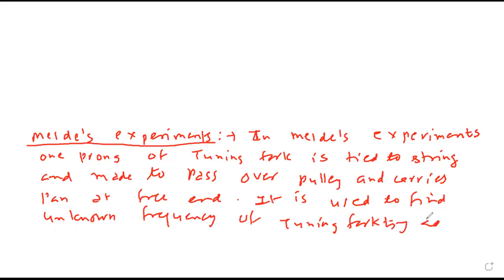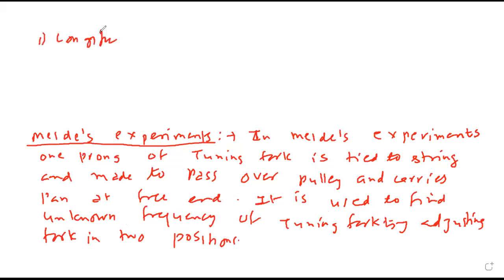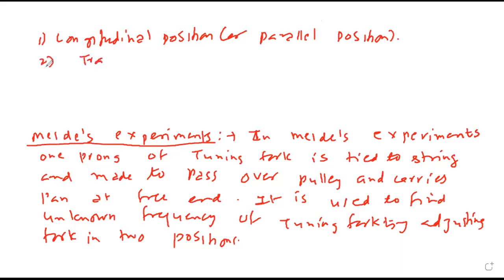by adjusting the fork in two positions. First, longitudinal position or parallel position. Second, transverse or perpendicular position. Just write up till this, then we'll see the meaning of transverse and longitudinal position.